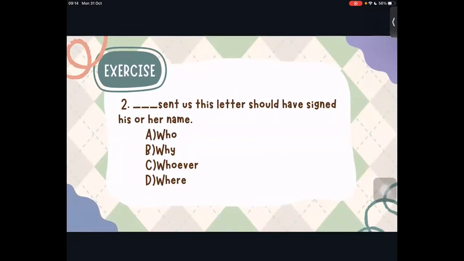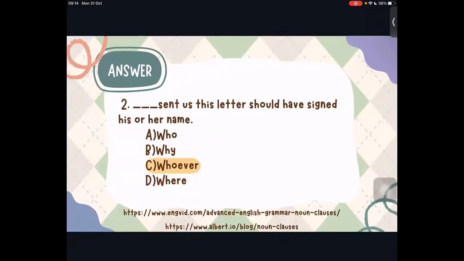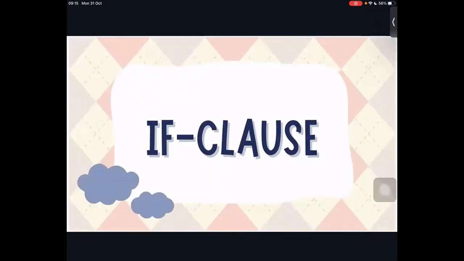Number 2. ... sent this letter should have signed his or her name. The answer will be whoever. This sentence needs the subject, so the answer will be whoever. Next, we'll talk about if clauses.